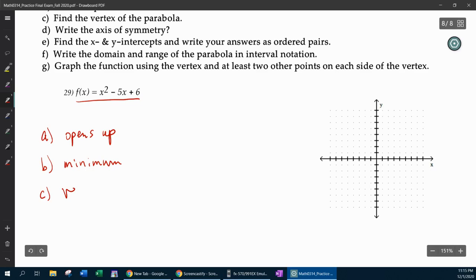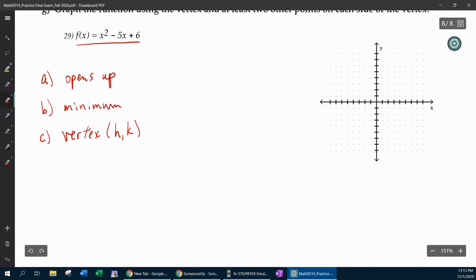Part C, find the vertex. All right, so the vertex is the ordered pair h comma k, where h is the formula negative b over 2a, and k is f of h. So we're going to have to calculate this fraction based on the values of a and b to get the x coordinate of the vertex, and then we'll take that value and plug it into the function to get the y coordinate of the vertex.